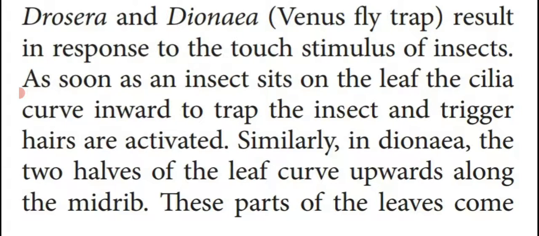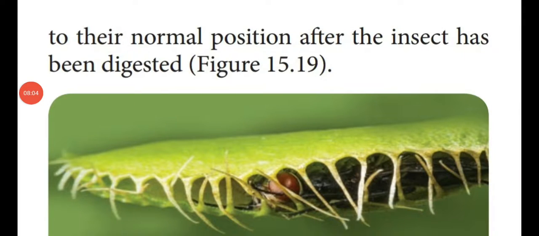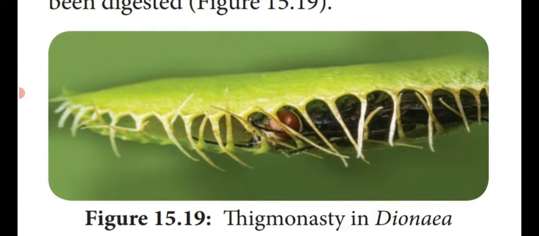Similarly, in Dionaea, the two halves of the leaf curve upwards along the midrib. So these parts of the leaves come to their normal position after the insect has been digested. See, this is the Dionaea plant. It is an insectivorous plant. Example, Venus flytrap or Nepenthes.